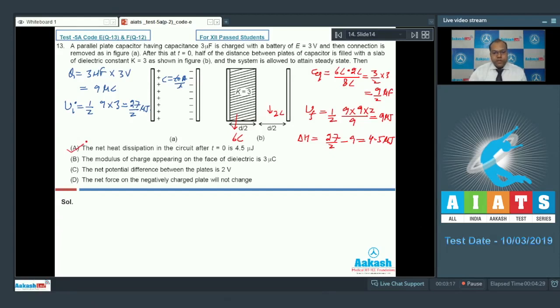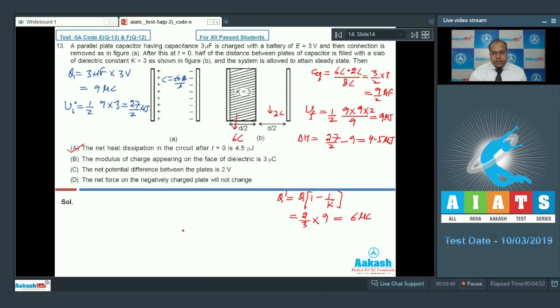Now in option B, the modulus of charge appearing on the face of the dielectric. The charge appearing on the face of the dielectric, Q dash, is equal to Q into 1 minus 1 by K. The value of K is 3. So this is 1 minus 1 by 3, so 2 by 3 of Q, and the value of Q is 9 microcoulomb. So this comes out to be 6 microcoulomb. So option B is wrong.